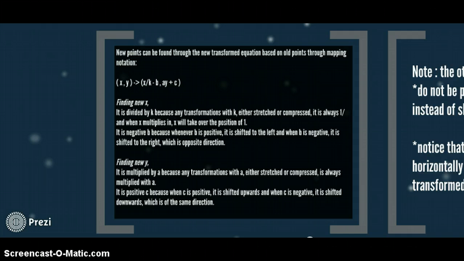It is negative b or minus b because whenever b is positive, it is shifted to the left, and when b is negative, it is shifted to the right, which is of opposite direction. Finding new y is multiplied by a because any transformations with a, either stretch or compress, is always multiplied with a. Is positive c or plus c because when c is positive, it is shifted upwards, and when c is negative, it is shifted downwards, which is of the same direction.